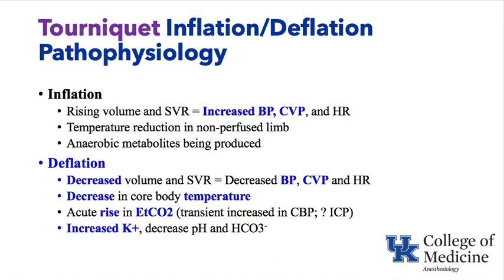Well, those anaerobic metabolites are going to be released. Lactate goes up and hydrogen ion is released into the central circulation. Potassium goes up. There's that acute rise in end-tidal CO2 from metabolizing tissue that hasn't had a chance to send that blood back to the lung and remove the carbon dioxide from it. So there's a transient rise in end-tidal CO2. And that rise may be significant enough that it raises cerebral blood flow.